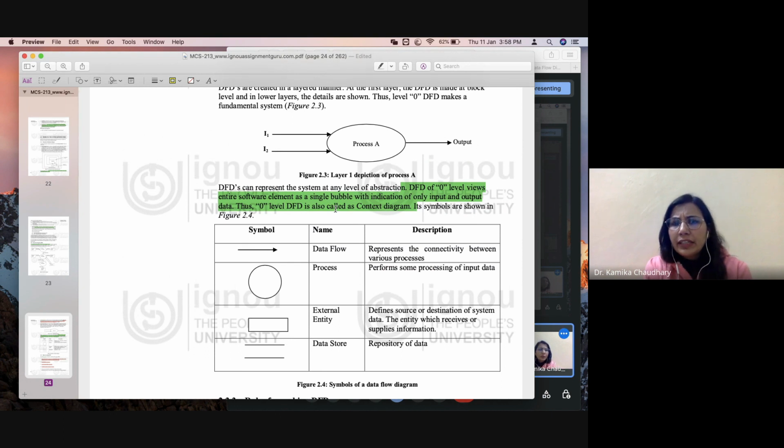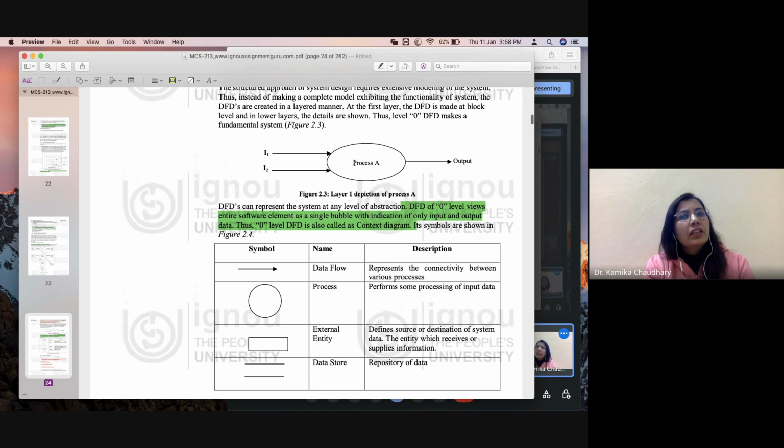Whenever you need to write it down, or explain it somewhere, the first basic diagram of your DFD is this, which is also called the level zero DFD. We have three or four levels in the DFDs: level zero, level one, level two, level three.